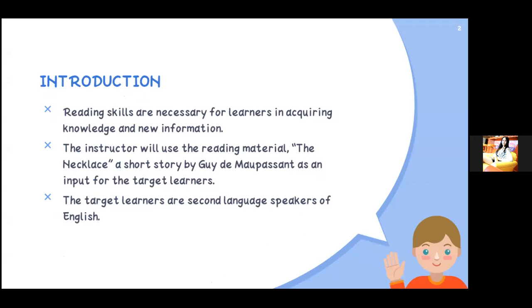Reading is one aspect of language skills that must be mastered by the student. Reading skills are necessary for learners in acquiring knowledge and new information. To be able to interpret and absorb information from reading material, students should have a good understanding ability. Reading comprehension is required in each course because each task is inseparable from the act of reading.